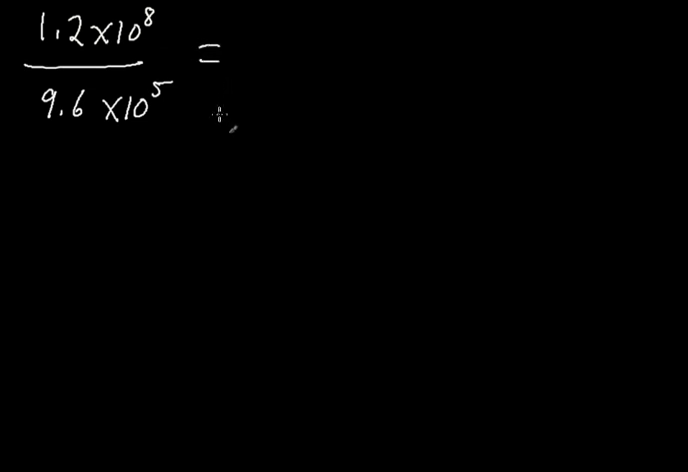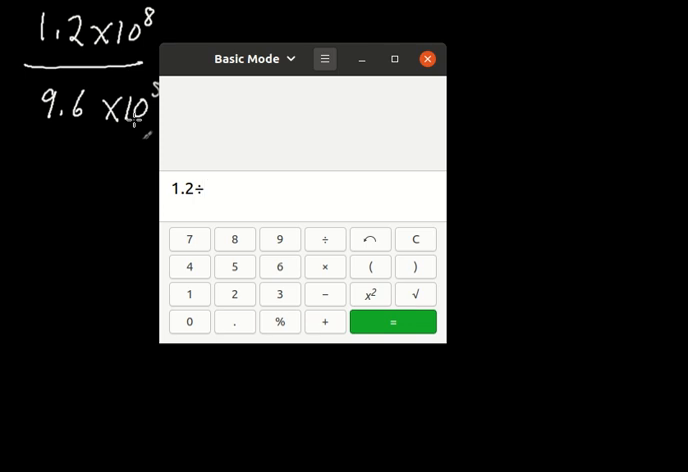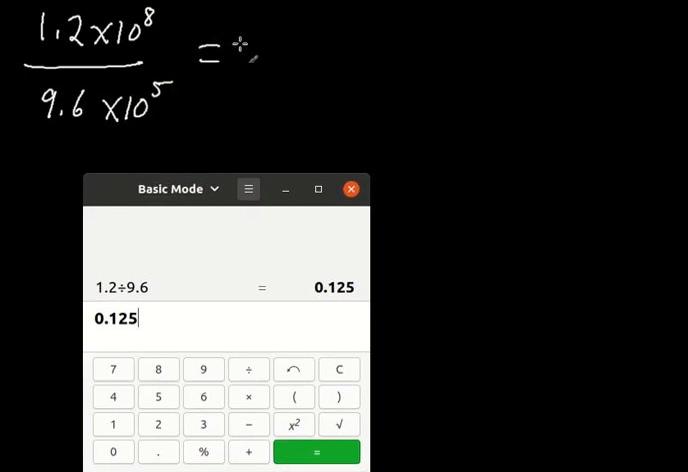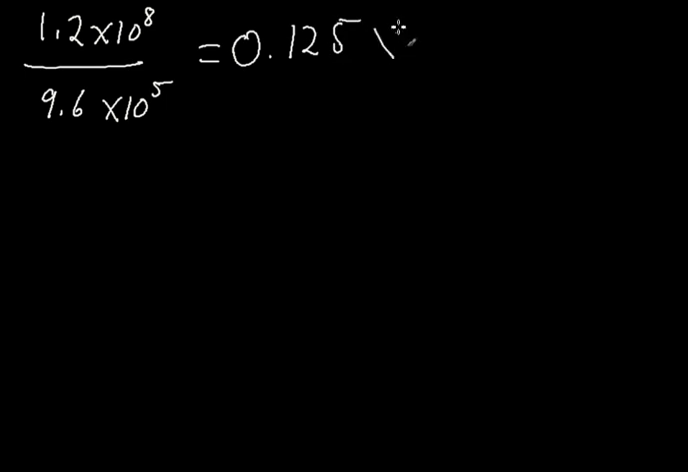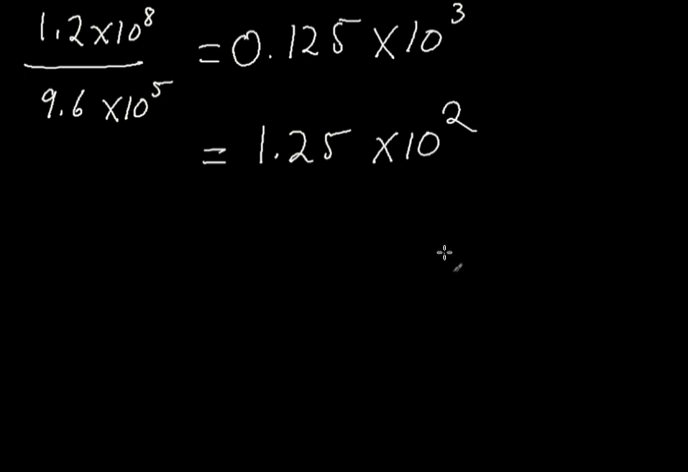Okay. So what do we find? Well, when I do this in my calculator, 1.2 divided by 9.6, I get 0.125, okay, 0.125 times 10. 8 minus 5 is 3, all right, but I need to adjust this. I don't want the 0. I need this to be a number between 1 and 9, so I can rewrite this as 1.25 times 10, and I made this larger by 1 decimal place moving, so I need to make this smaller, so this would be squared, okay?